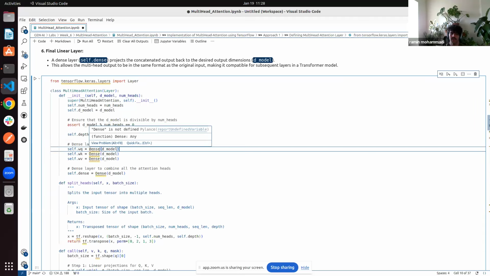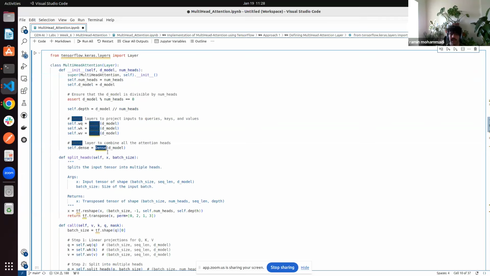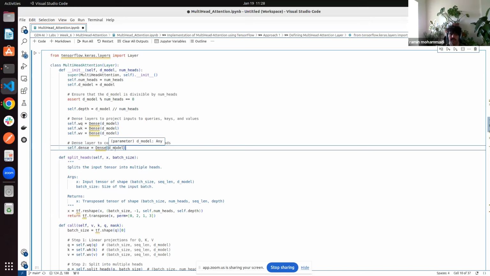Then we create WQ, WK, and WV, which are the weight matrices. And then we also have one dense layer that at the end combines all those attention heads that we have.